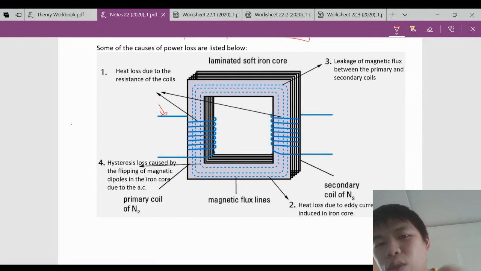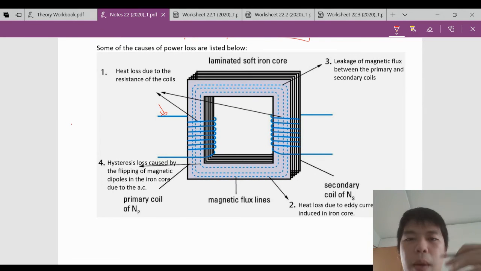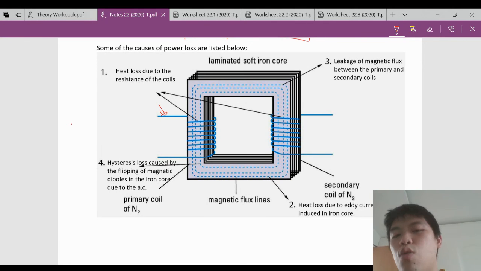Next, during the linkage itself, some of the magnetic flux may be leaked as it flows along, or it may move away or be lost. That's where power also can be lost. At the same time, there's hysteresis loss caused by the flipping of magnetic dipoles in the iron core due to the AC. Because there is alternating current, the electrons that flow through have certain properties that you have not learned at this level that cause it to flip, and it will cause further power loss called hysteresis loss. You can actually Google more about this. Okay, so these four factors will cause power loss when we use a transformer.